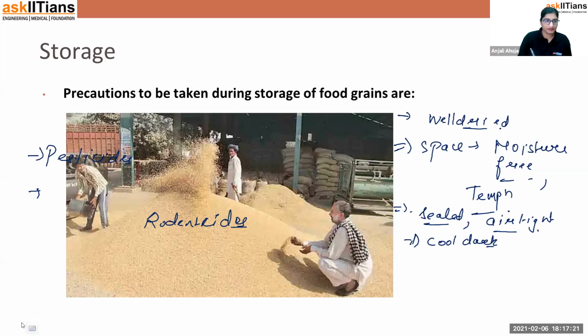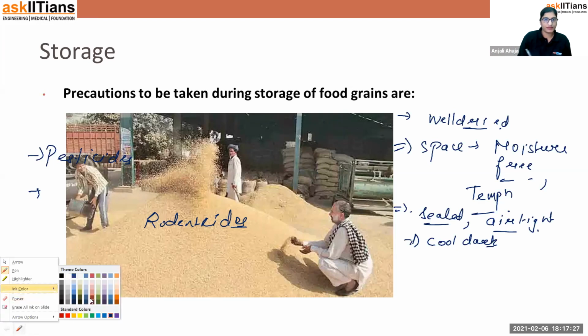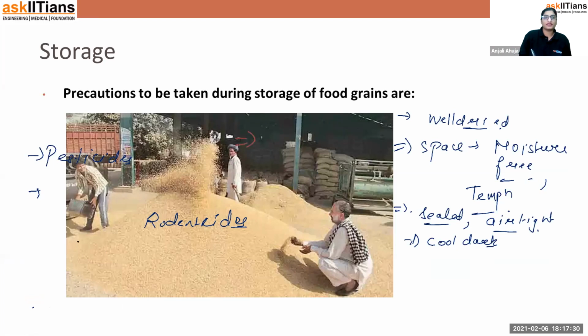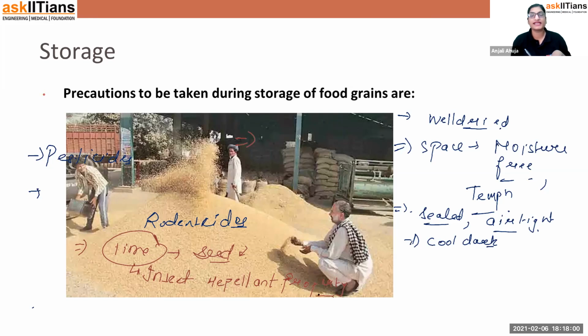Let me just change the pen color now. A few more things. There is a thing which is known as lime. So with the seeds, lime is also stored. Seed plus lime is also stored. So lime has an insect repellent property. Insect repellent. I'm struggling to write here. Property. Insect repellent property. Please understand this thing, guys.